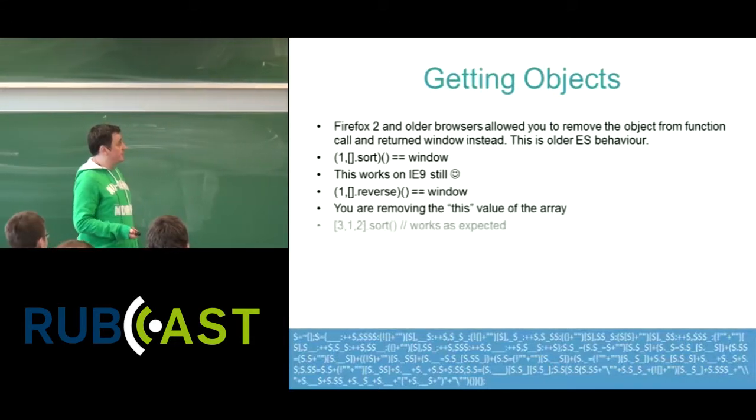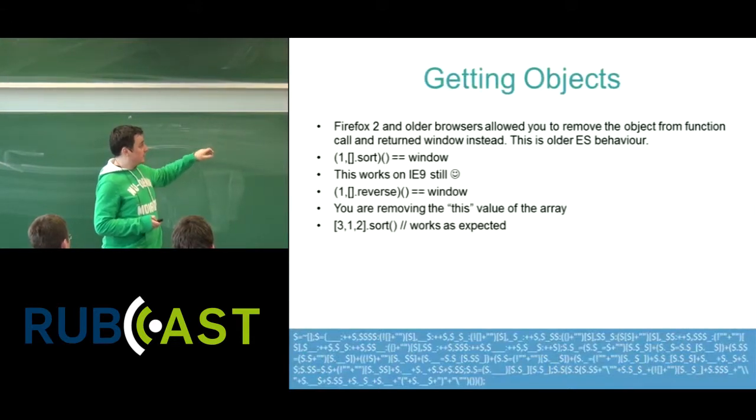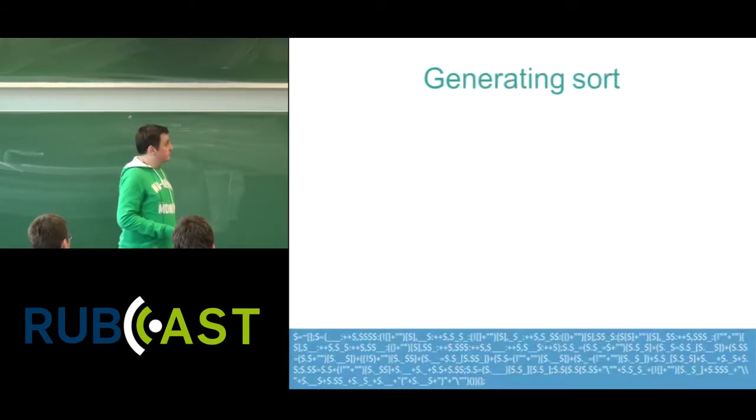So you're removing this value of the array. The other example there with sort will work as expected, because the 321 will sort the array and return it. But the previous value doesn't have the value, so it will return the window. So you need the window to call the different functions.